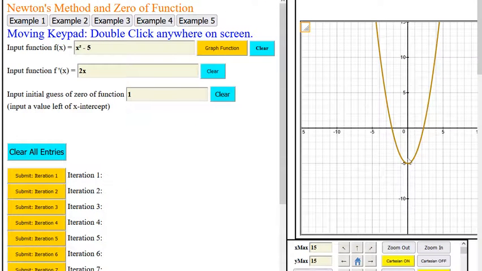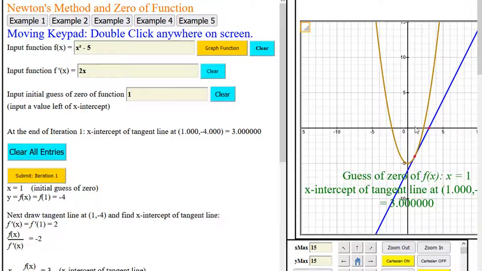This is the graph for the function x squared minus 5, and we want to find the zeros, or the x-intercepts, right here. This looks like about 2.2, and this looks like about negative 2.2. Using Newton's method, first pick a number close to the x-intercept. Let's say we pick 1, so our initial guess is 1. Then we would draw the tangent line.